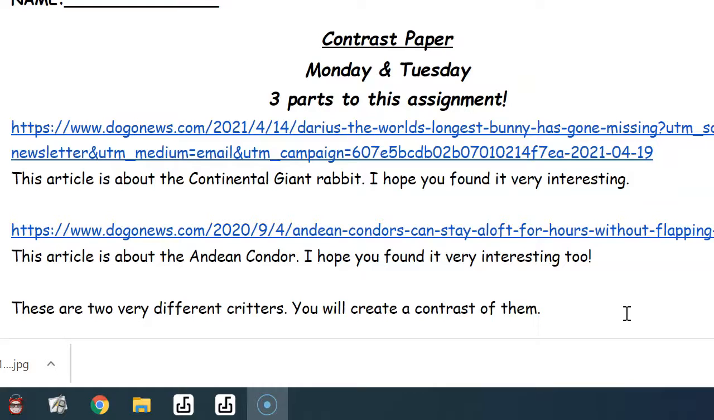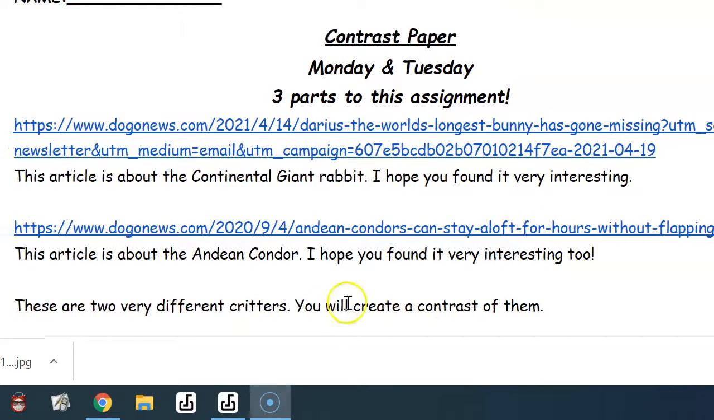Okay, this is what we're doing on Monday and Tuesday this week. You're going to be reading two different articles, one about a continental giant rabbit. It's huge. You're going to find this fascinating. And then about the condor. It's an amazing bird. And I know I saw them in California because that's where they live also. Okay, but they're very, very different critters. And so, because they're very different, you're going to be contrasting them. That means showing how they are different.